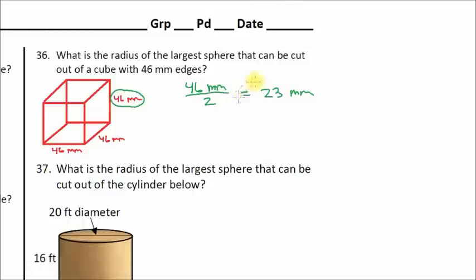Find the smallest dimension, circle it, and then divide it by 2, because the smallest dimension is the greatest diameter of the sphere, and that means half of that is going to be the largest radius. Try the next one on your own, and then I will go over it with you in a moment. Just do 36, just do 37, don't do 38.